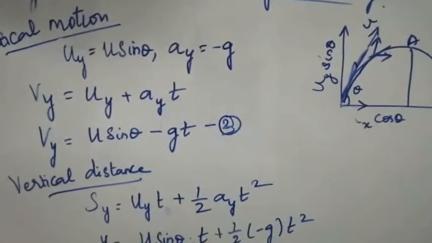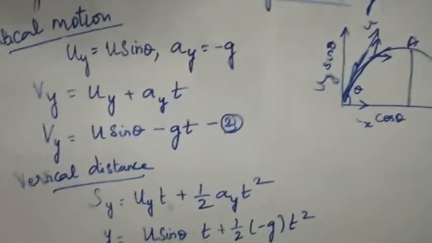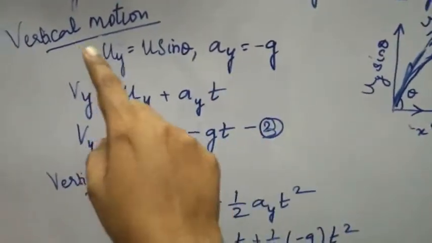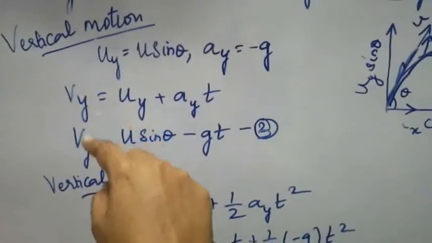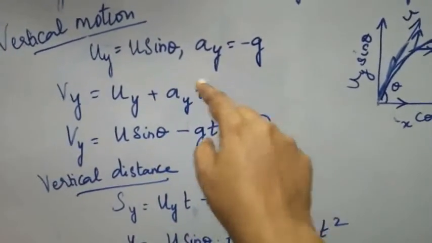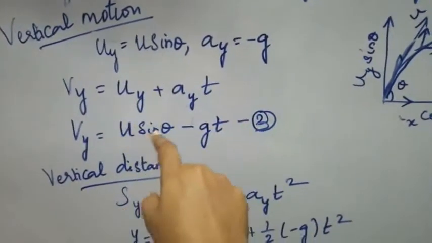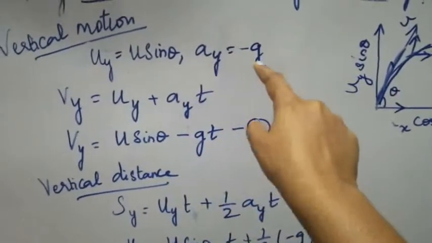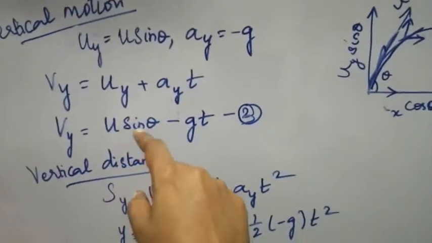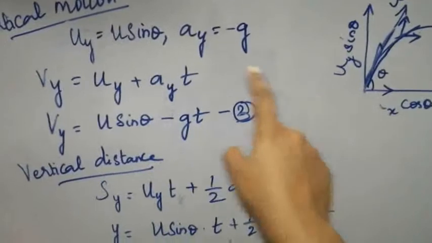For vertical motion, again we are going to use the two kinematic equations, v equal to u plus at. As it is in the vertical direction, vy equal to uy plus ay into t. For uy substitute u sin theta, and for ay substitute minus g. So it becomes vy equal to u sin theta minus gt. So this is my equation number 3.